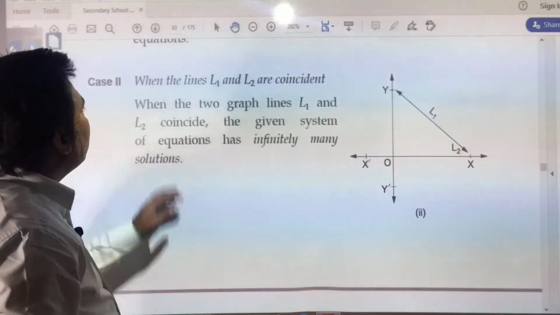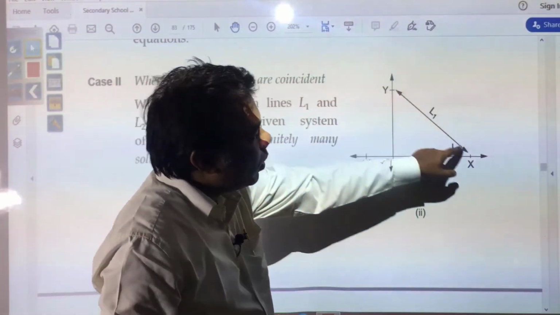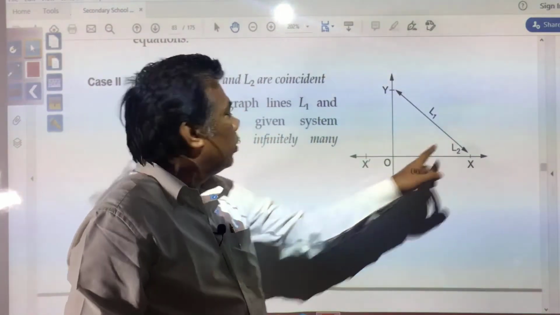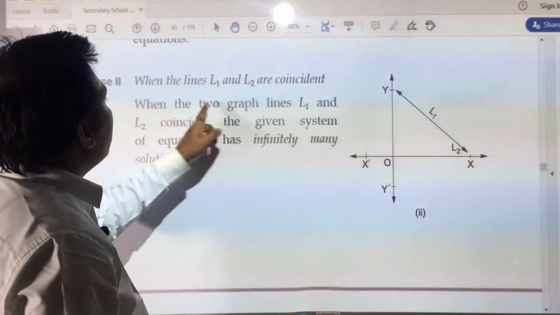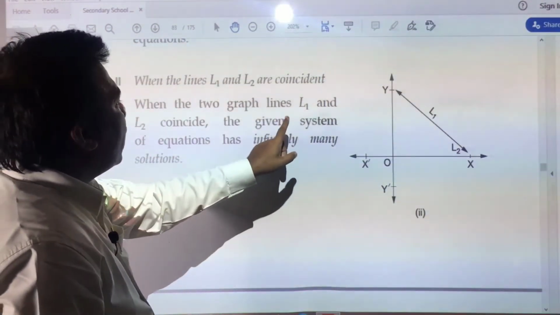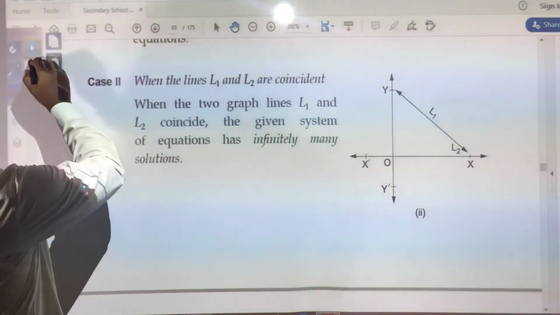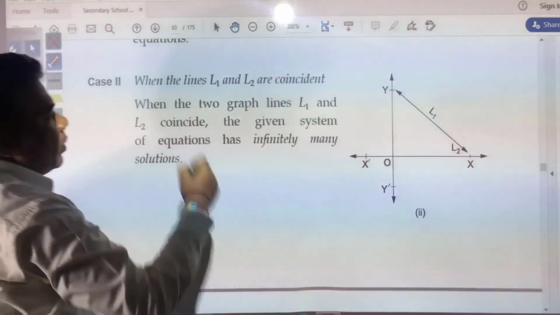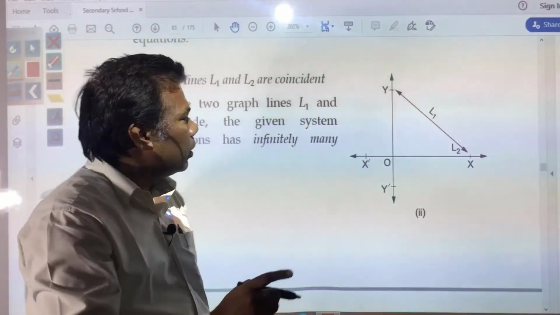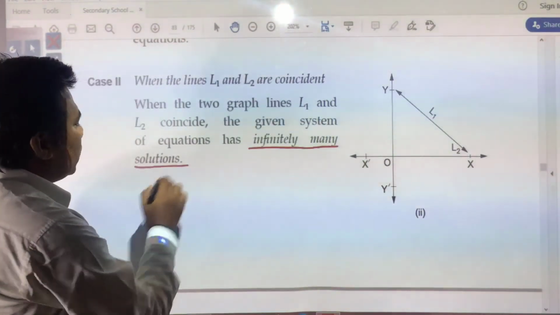Second case you have, when the lines L1 and L2 are coincident, meaning they overlap. The same line L1 and L2 you will get. When the two graph lines L1 and L2 coincide, the given system of equations has infinitely many solutions. In the previous case, they were intersecting at one point, so one unique solution you had. Here you have infinitely many solutions.